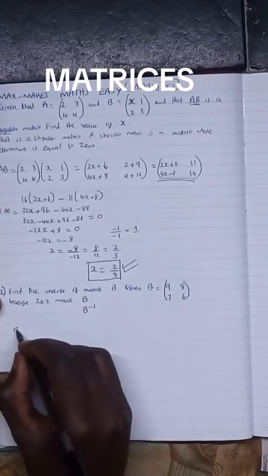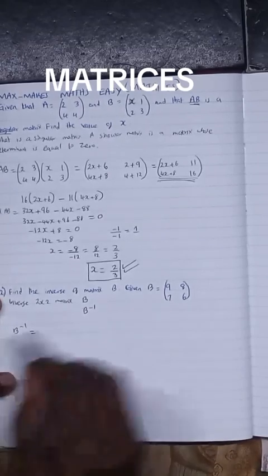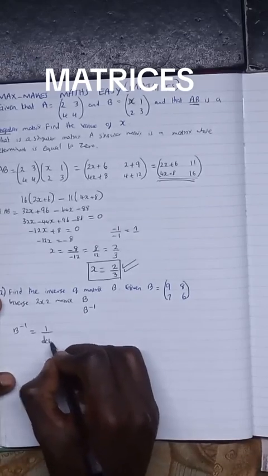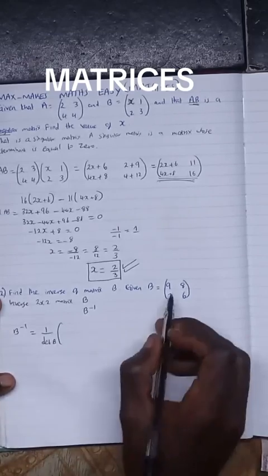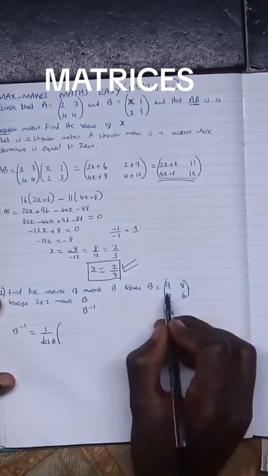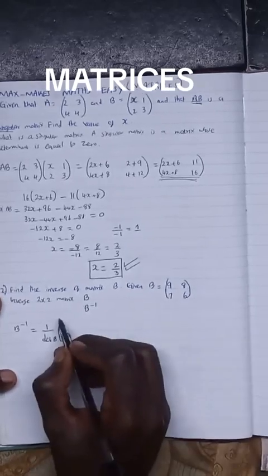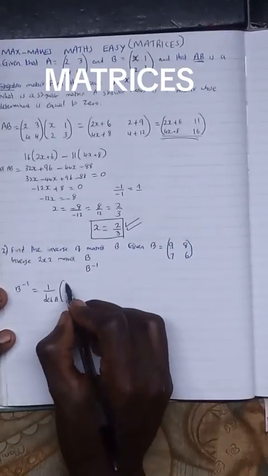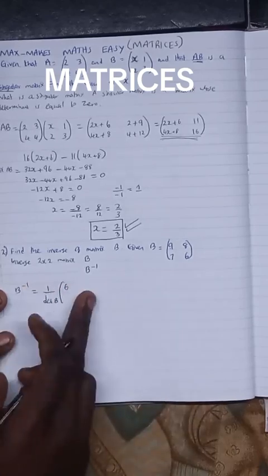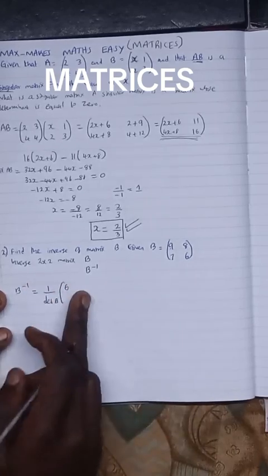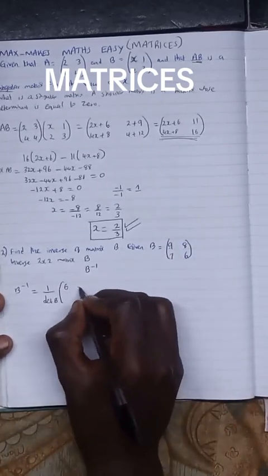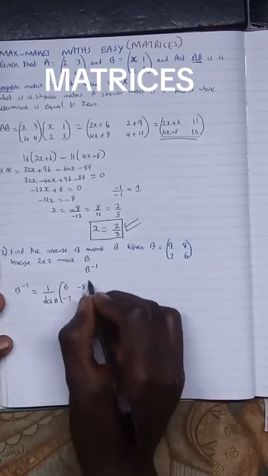So B inverse is equal to, to find B inverse you take 1 over the determinant of B, then the elements in the main diagonal, we shift them. If here it was 9 and this 6, here it will be 6 and here 9. So we have interchanged their positions, and the elements in the minor diagonal, we change the signs. So it will be -8, -7.